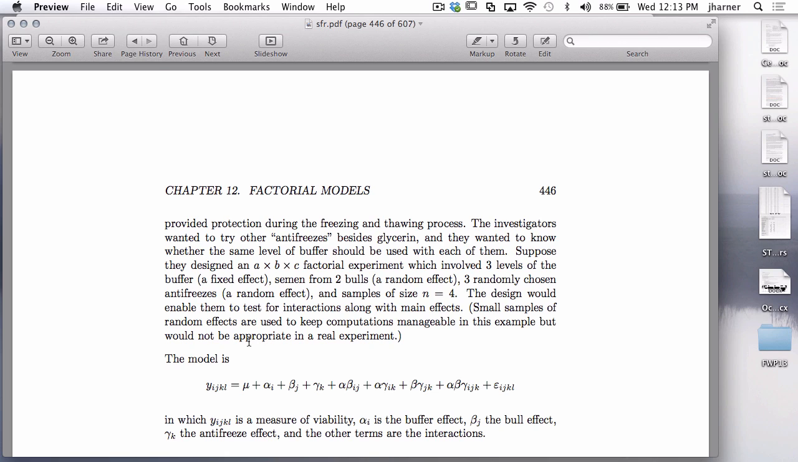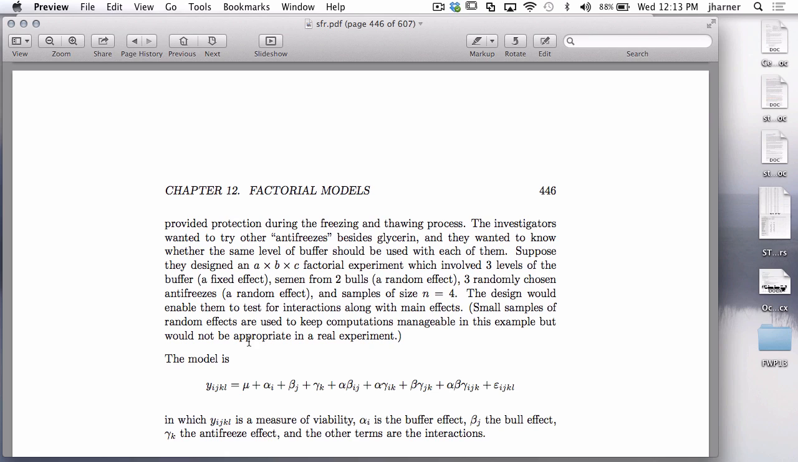because we can get a variance component for the bull-to-bull variability. But that's not the way we're doing it. We're assuming everything is crossed. Okay, each bull, all antifreezes and all buffers are tried on each bull. You see the difference between that and nesting?